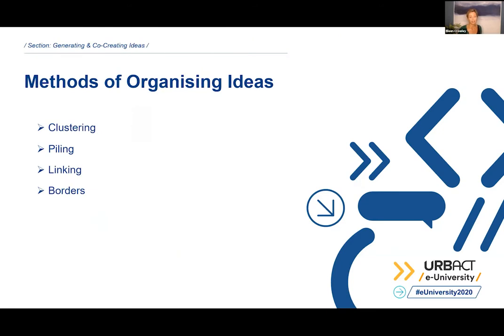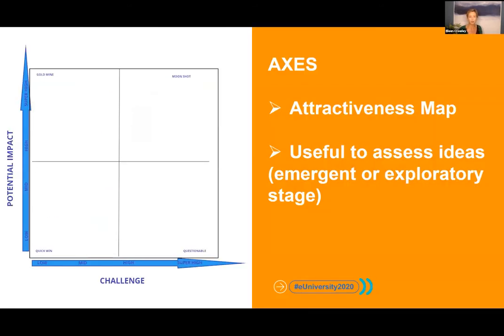Next, we have axes. Now pay close attention here because we will be doing this activity on Miro later, but don't worry, I will explain it again. So unlike a border that separates one thing from another, an axis is a line of force, so it has direction. In this example, we are using two axes, a horizontal axis, which measures how challenging we rate an idea, going from left to right, and a vertical axis, which measures potential impact of that idea.